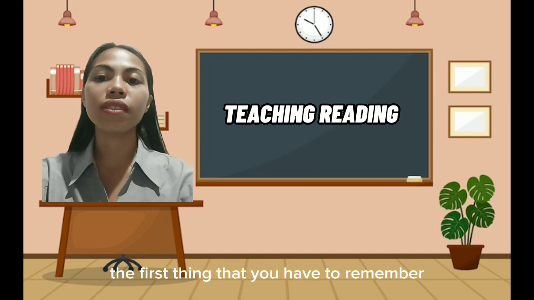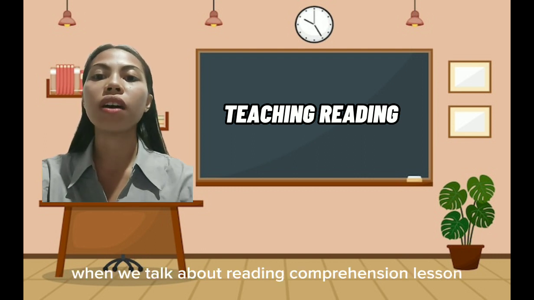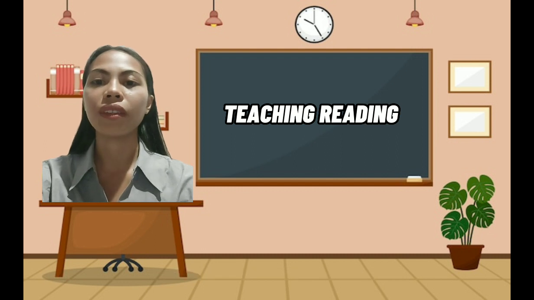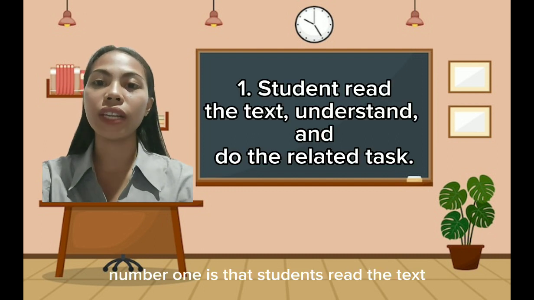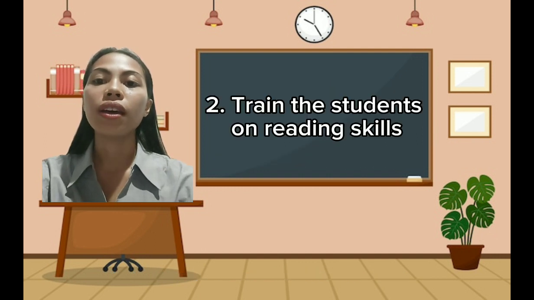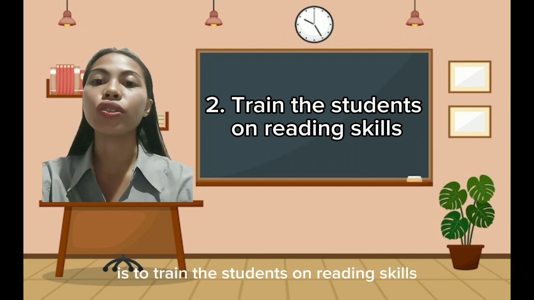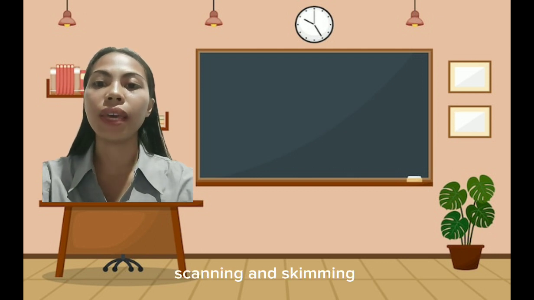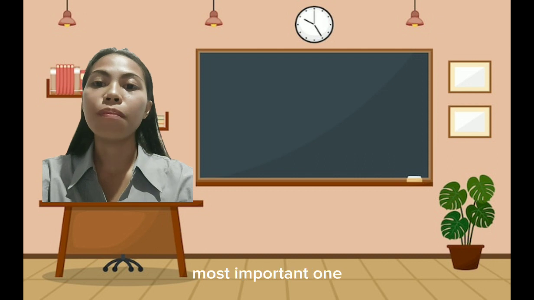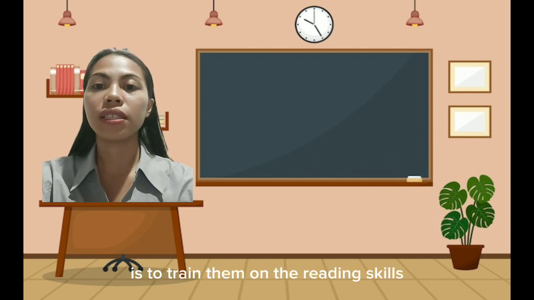In general, the first thing that you have to remember when we talk about reading comprehension lesson is that we have two main objectives behind the teaching reading. Number one is that students read the text, understand it, and do the related task. And number two, which is the most important one, is to train the students on reading skills, for example, scanning and skimming. So these are the main objectives, and as I said, the most important one is to train them on the reading skills.